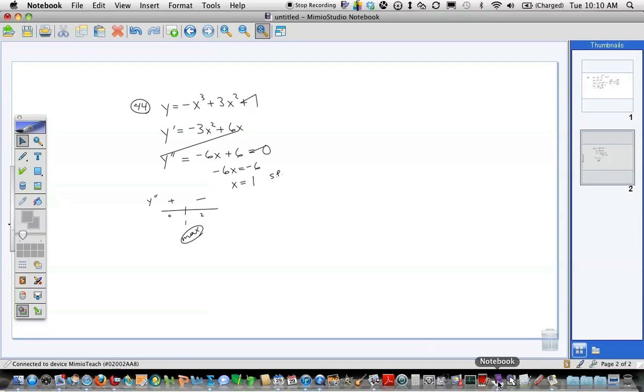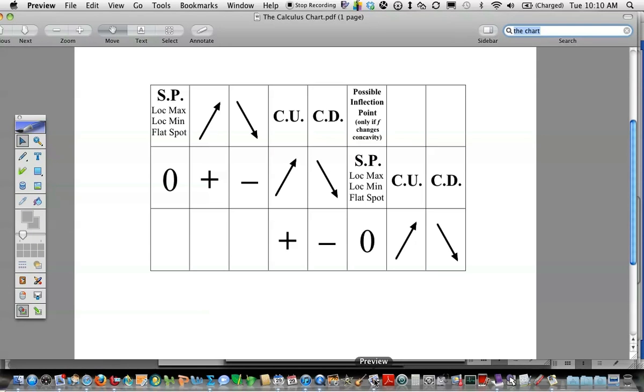Y double prime goes from positive to negative. Now again, I'm talking about max of Y prime. Let's come back to the chart here. All right. I'm down here. I've got y double prime is changing from positive to negative, so therefore y has changed from increasing to decreasing. That's a max. And this was the slope equation, so the max is there.